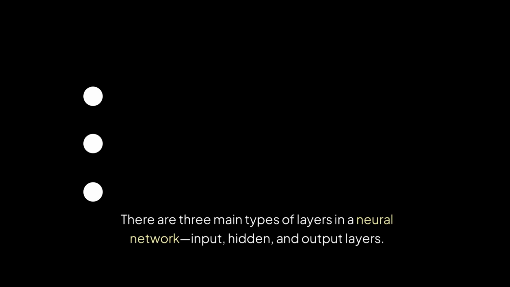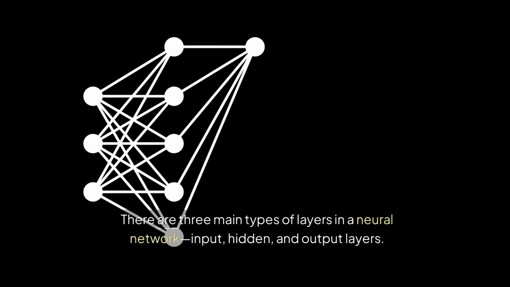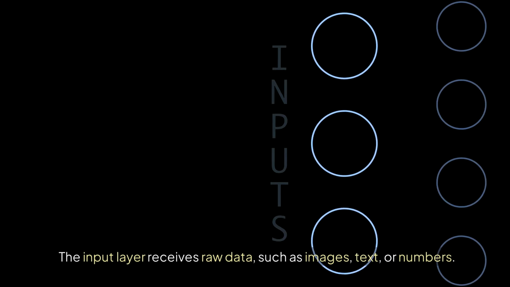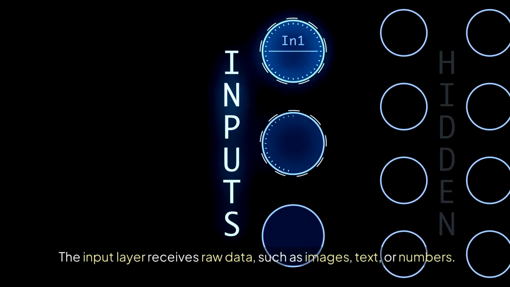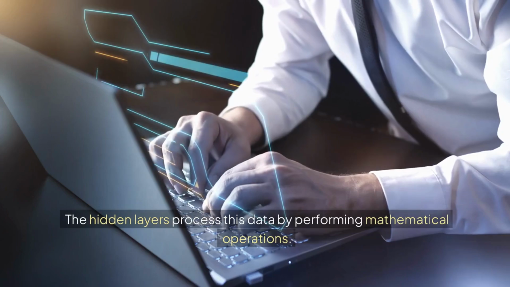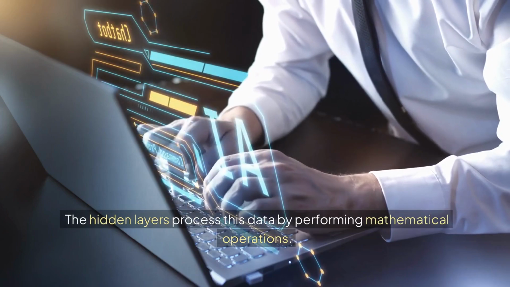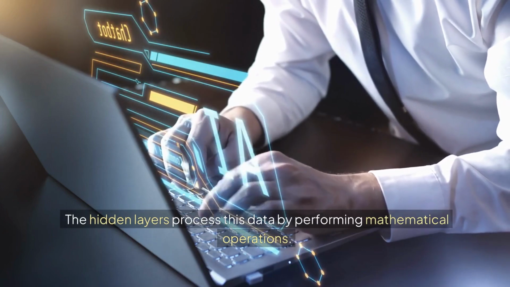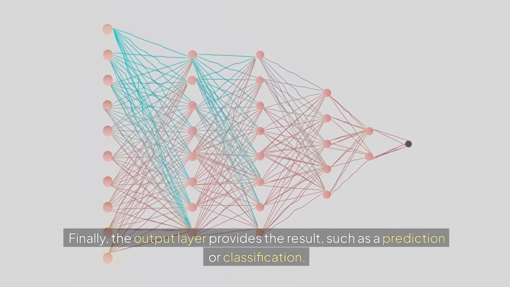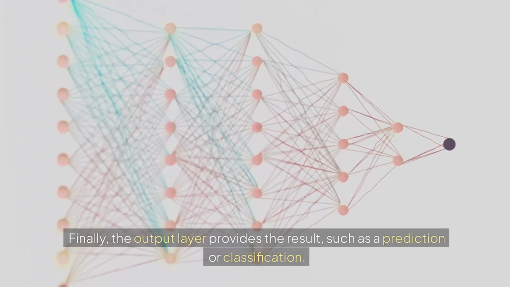There are three main types of layers in a neural network: input, hidden, and output layers. The input layer receives raw data, such as images, text, or numbers. The hidden layers process this data by performing mathematical operations. Finally, the output layer provides the result, such as a prediction or classification.